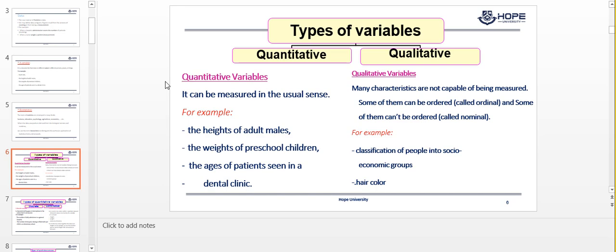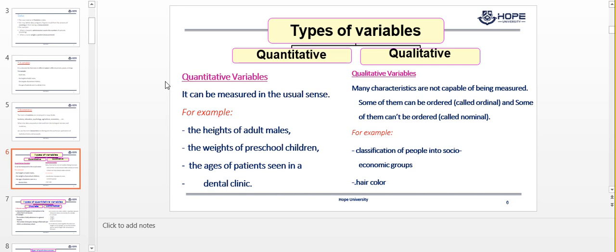Types of variable. A variable could be quantitative or qualitative. Quantitative means a measurable number, having a number. A quantitative variable can be measured in the usual sense. For example, the height of adults. You should take as an example counting the height of individual adults. You should write it numerically. The weight of preschool children, the age of patients seen in dental clinics, and other examples.